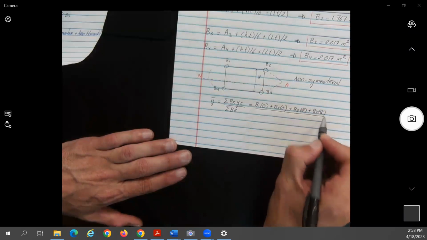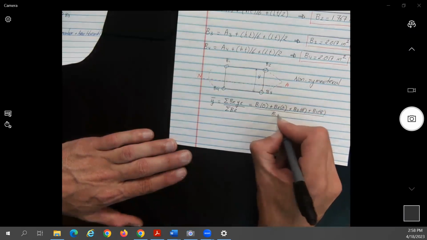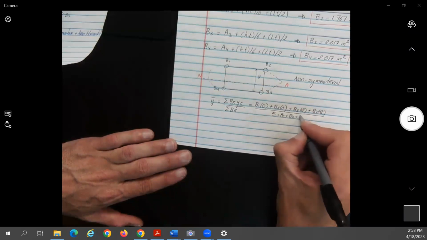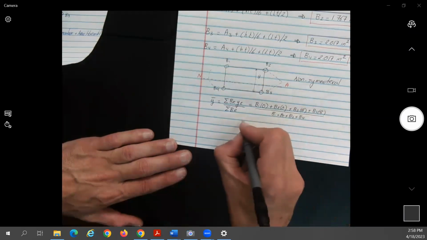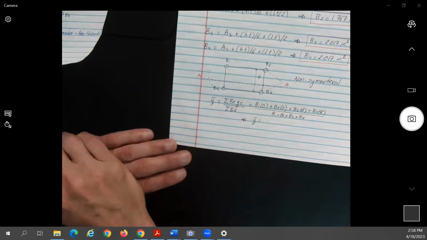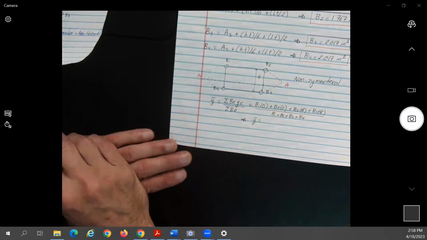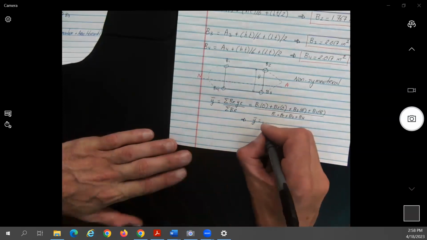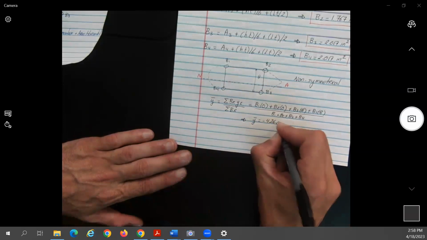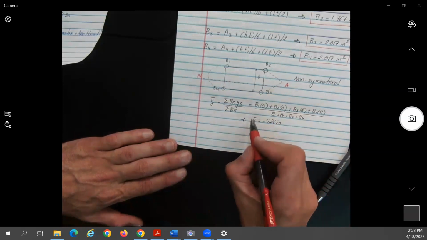And all this stuff should be divided by what? B1 plus B2 plus B3 plus B4. If you do this calculation, you find that Y bar will be located at minus 4.26 inches.